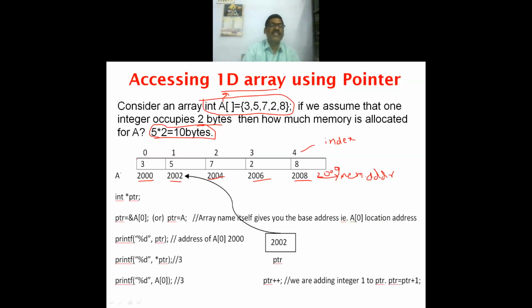The name of the array is A. This array name itself acts as a base address. This is the starting address, which we can call the base address of the array.